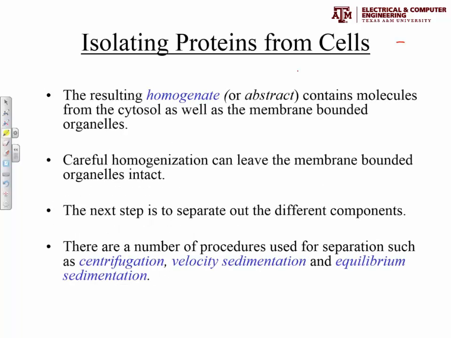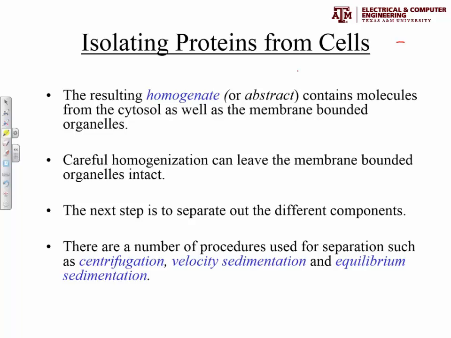But once you have done that, what you're left with, so you've broken the cell membrane, the stuff inside comes out, which is called the homogenate or extract. It contains molecules from the cytosol. And recall, the cytosol is basically the inside of the cell with all the organelles taken out. So the homogenate contains the cytosol as well as the membrane-bounded organelles, like maybe the nucleus, the mitochondrion, the chloroplast, and so on, peroxisome and lysosome, and so on.